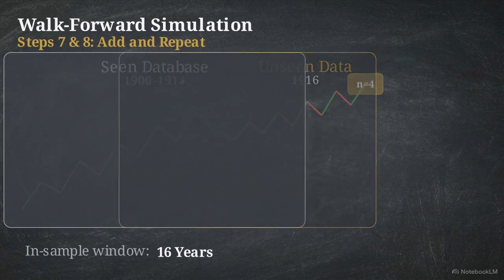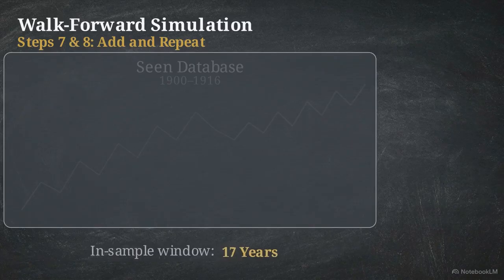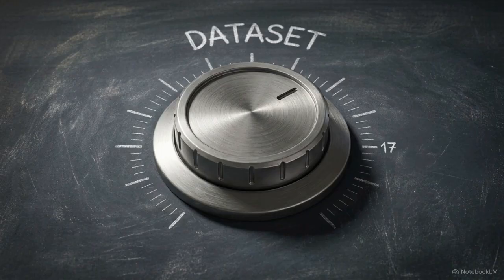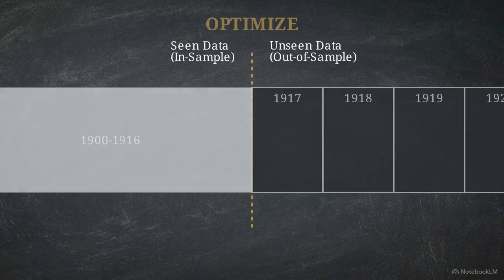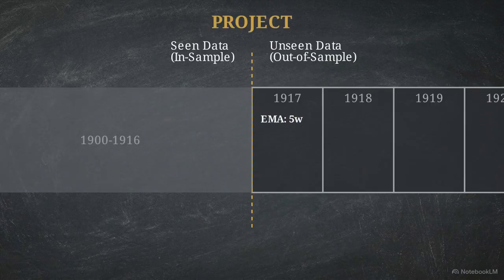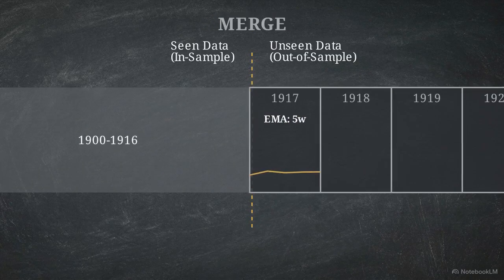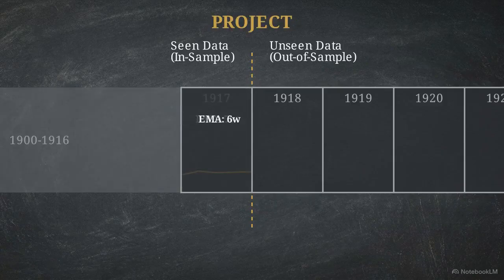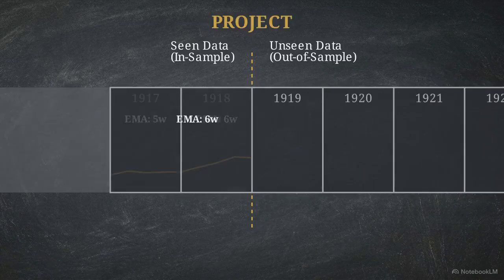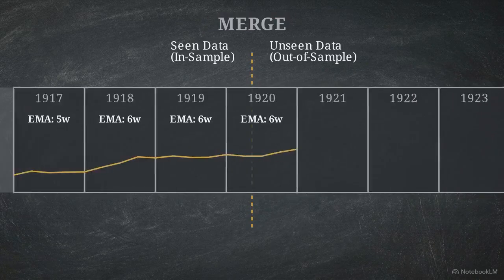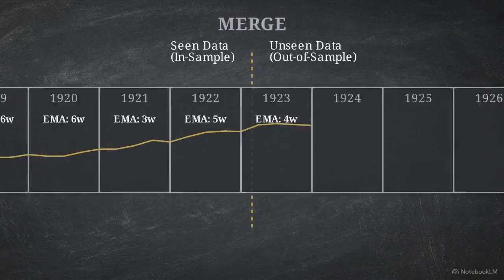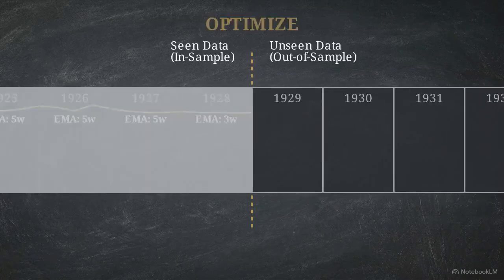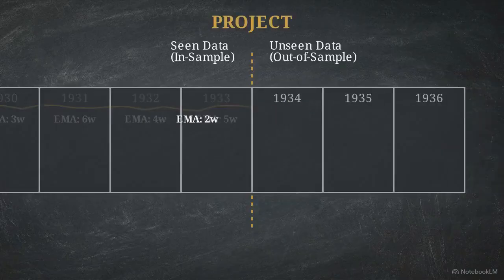The 1916 data merges back into the seen database, expanding the in-sample window to 17 years. The system immediately re-optimizes the parameter across this new 17-year dataset. It then takes the resulting optimal parameter and walks forward again, projecting the trades across the unseen data of 1917. This triggers a mechanical loop. Optimize on the seen, project onto the unseen, record the equity, add the data back, repeat.